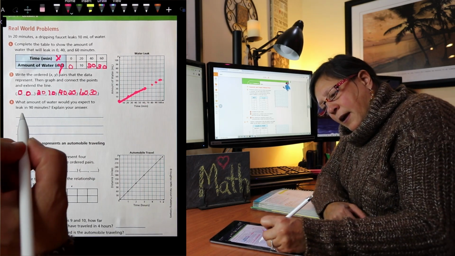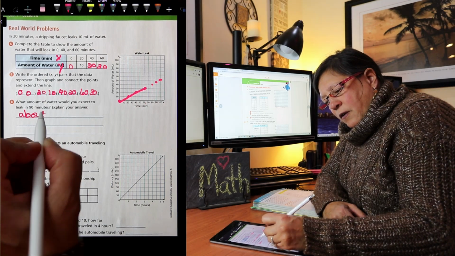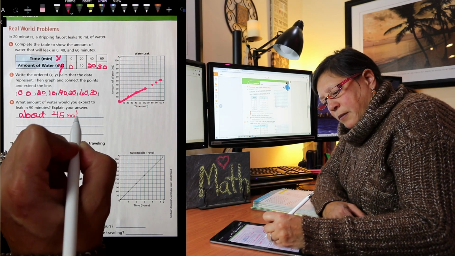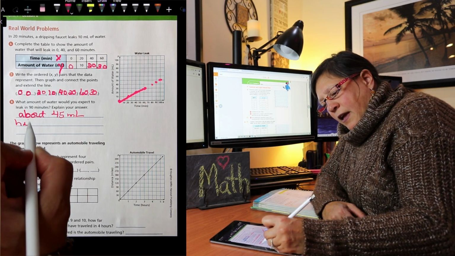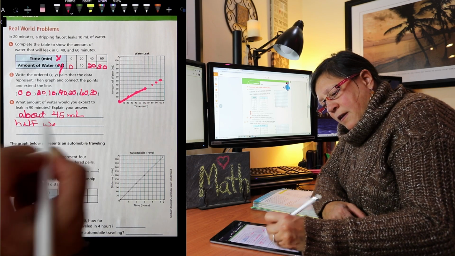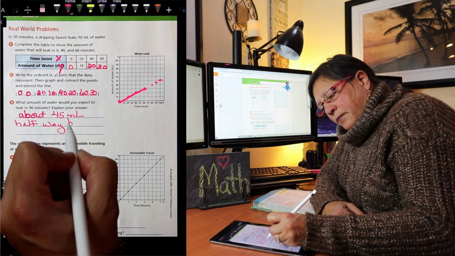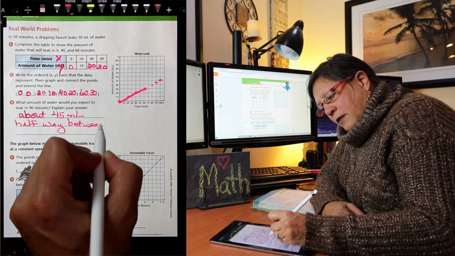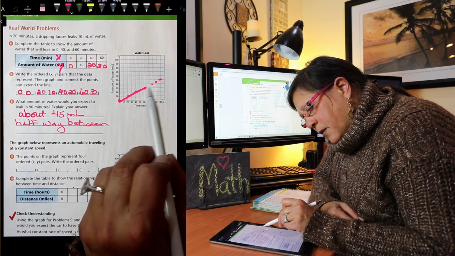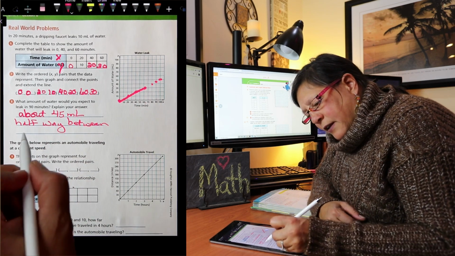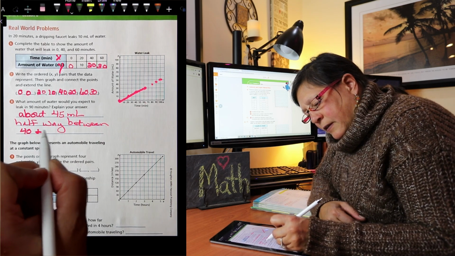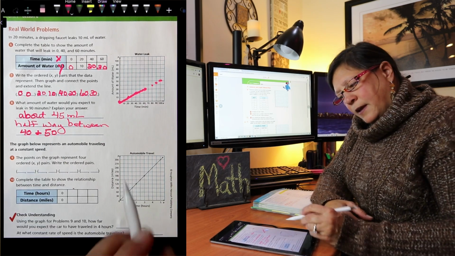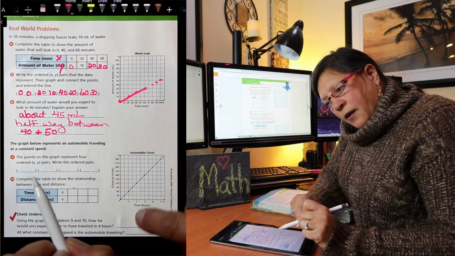So I'm going to say about 45 milliliters because it's halfway between your 40 and 50. Okay? All right, the next one.